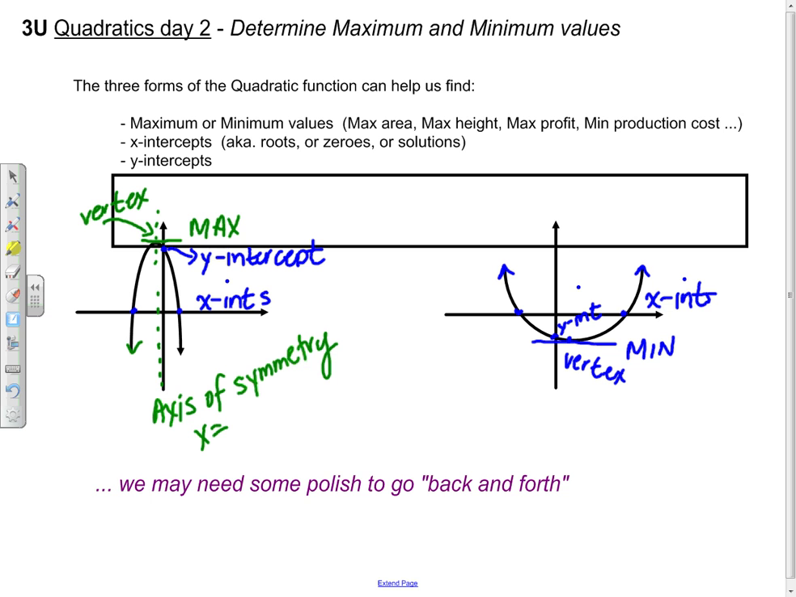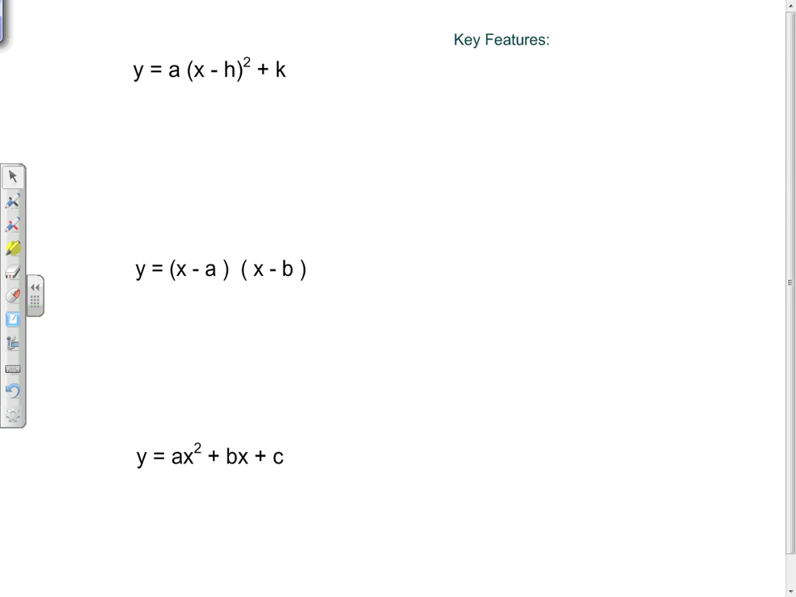We're not always given a quadratic equation in vertex form to draw it quickly and easily and find these key features. We need to do some algebra to go back and forth between the different types of equations in order to solve problems. Y equals a(x minus h) squared plus k is vertex form.